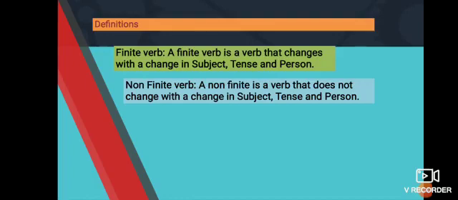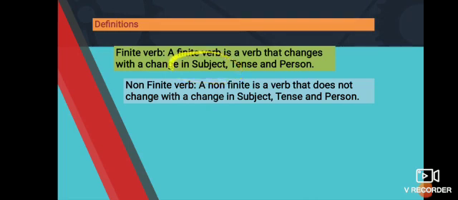A finite verb is a verb that keeps changing with the change in the subject, tense and person. For example, if the subject is elephant, which is singular, the verb used with elephant will also be singular: the elephant eats bananas. Now, if it is elephants, when the number changes, it is: elephants eat bananas.